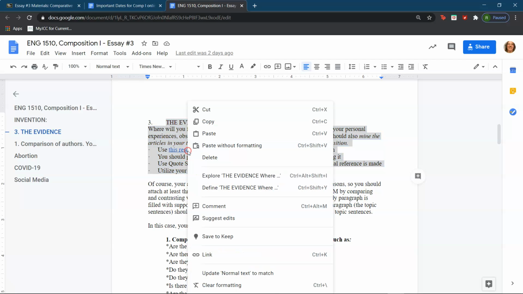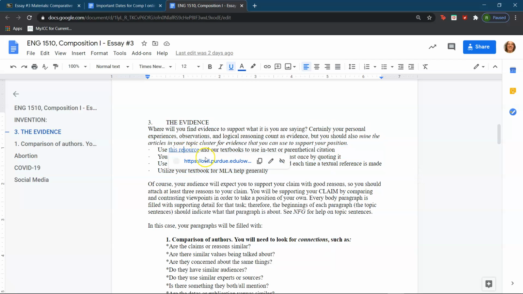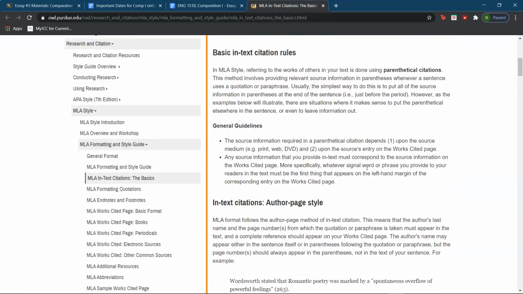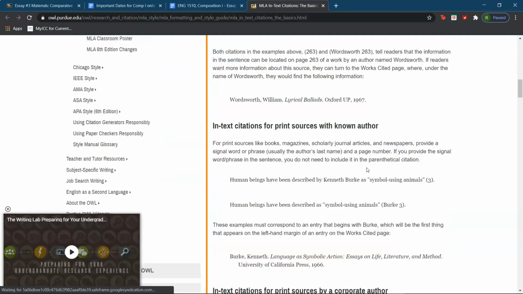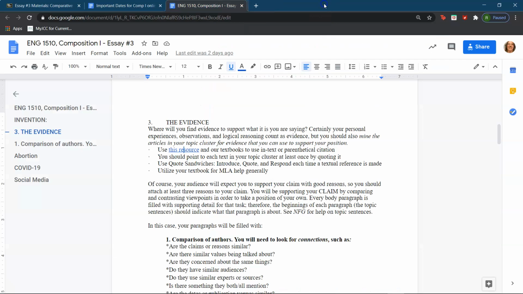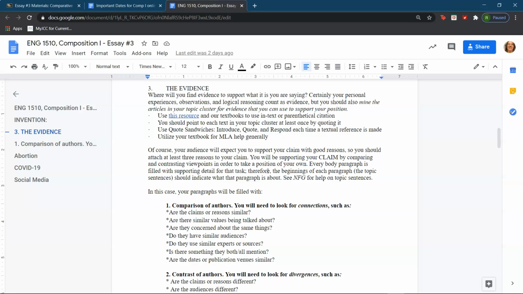And you can use this resource here, and this is Purdue OWL. And it shows you how to include MLA in-text citations and a works cited page. And I will also do a workshop in class at some point on how to do all of those things. So you should point to each text in your topic cluster at least once by quoting directly from it. And we're going to use quotation sandwiches, which is introducing, quoting, and responding each time to a textual reference that is made. And you can also utilize your textbook for MLA help, and also the Little Seagull Handbook is a great resource.